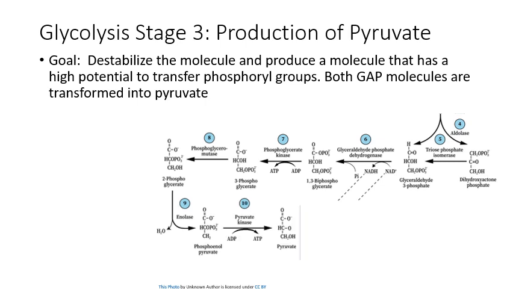And then our last step, step 10, we have the phosphoenolpyruvate, or the PEP, and it has a high potential to give up its phosphate group to ADP to form ATP. So once again, we have produced some energy, and our final molecule there is pyruvate, and it's produced by pyruvate kinase.